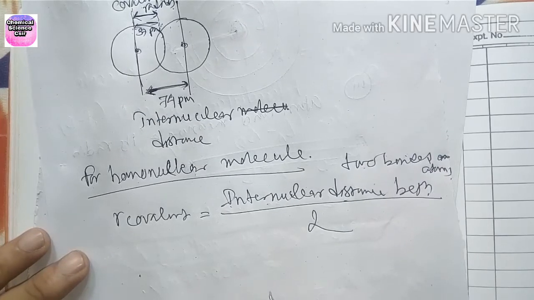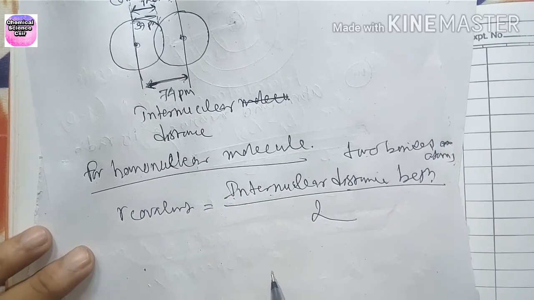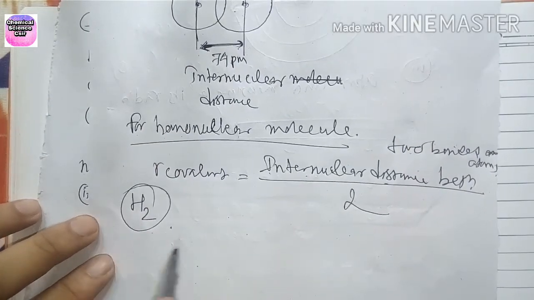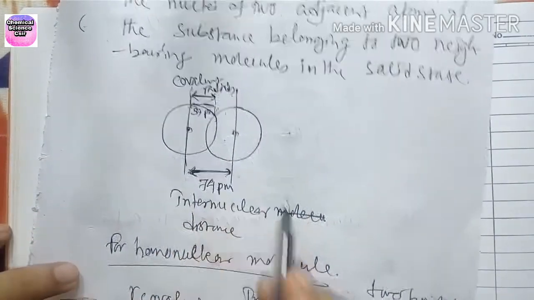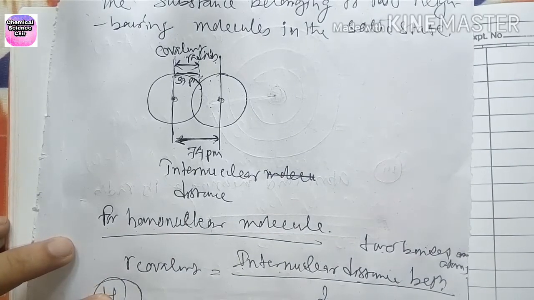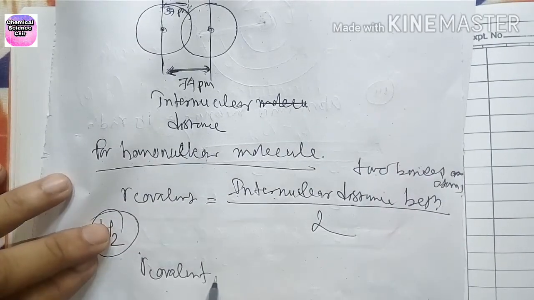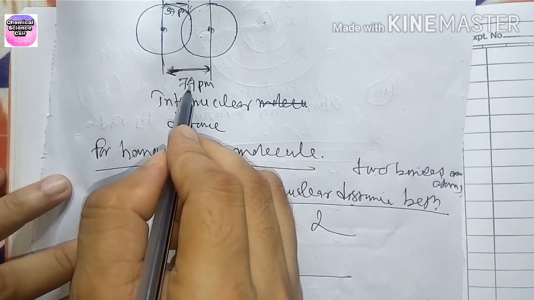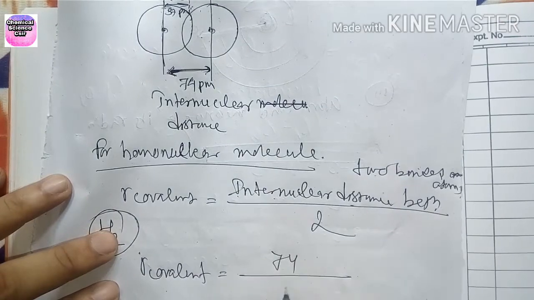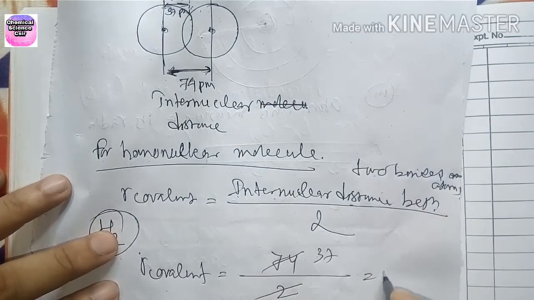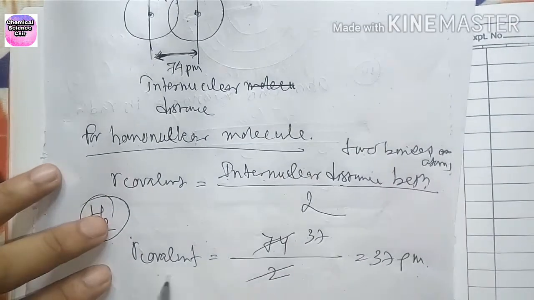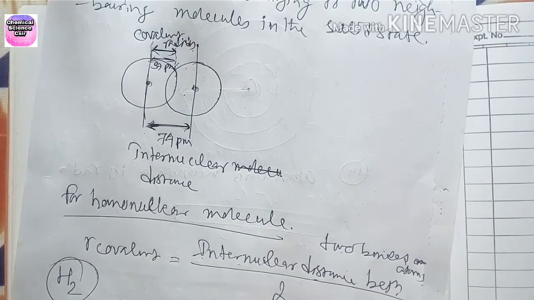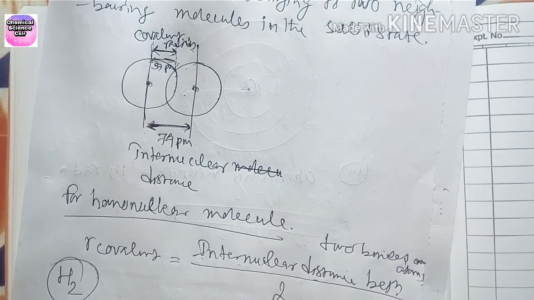Suppose we want the atomic radius of hydrogen, in H2. How do we find it out? The covalent radius is equal to the internuclear distance between the two bonded atoms, 74, divided by 2, which is 37 pm. Like this you can find out the covalent radius.